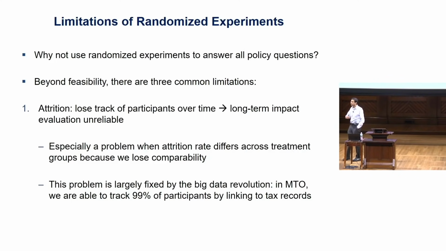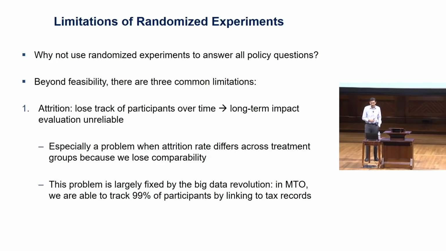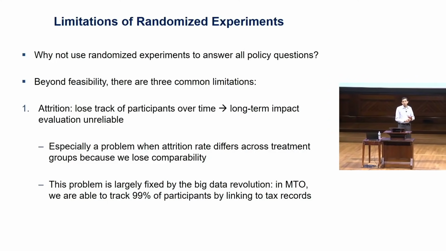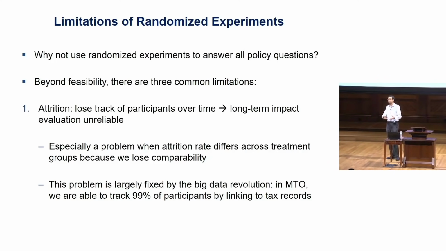Now, the problem when you're trying to do such a long-term follow-up is that you tend to lose track of people over time, right? So long-term impact evaluation becomes very unreliable. And why is that the case? People move around. Actually, if you think about the Moving to Opportunity case, it's precisely about helping people move to different places. And if you're going to send them a survey or call them or go try to find them, it's going to become increasingly hard to do that, especially over time. And so you get this problem of attrition where your sample is becoming smaller and smaller over time.